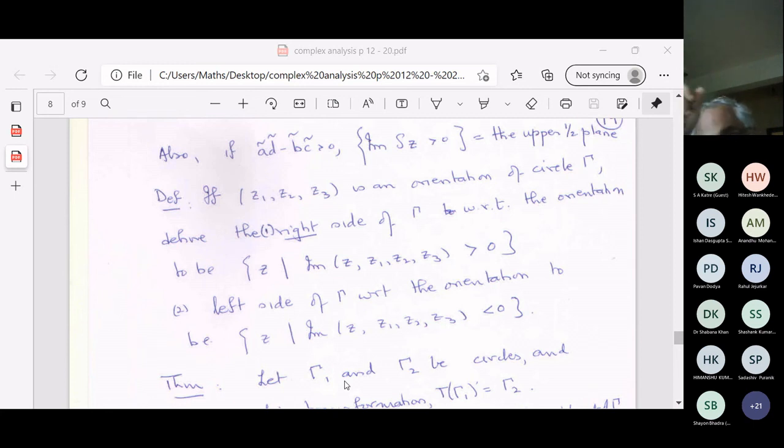I'm given this orientation (0,0), (1,1), (2,2). What is the left side of that line? What do I mean by the left side of that line with respect to this orientation?